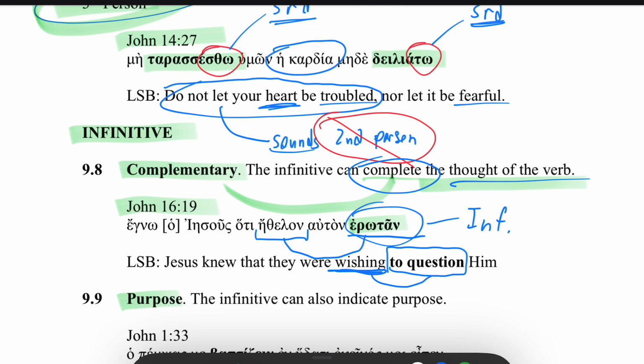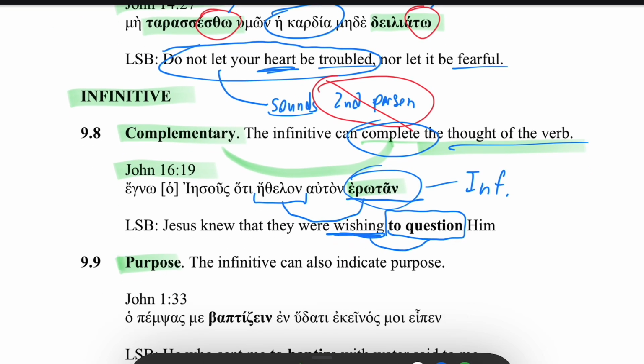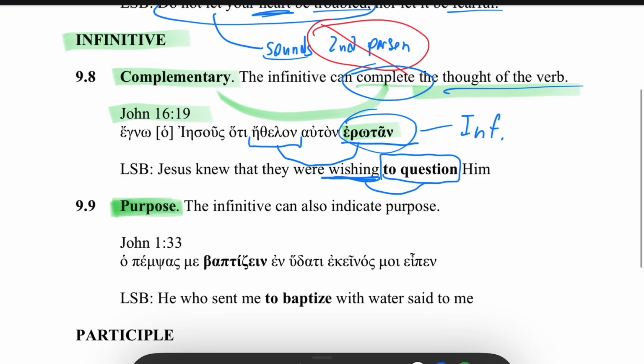Jesus knew that they were wishing. Wishing what? Wishing where? Wishing why? Wishing to question him. And then the infinitive can also be for purpose. The infinitive can indicate purpose.